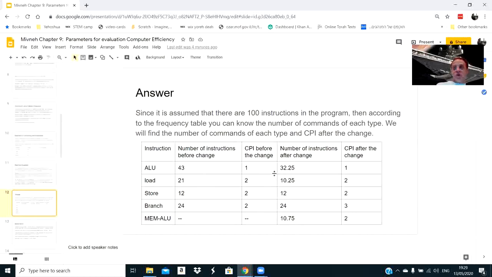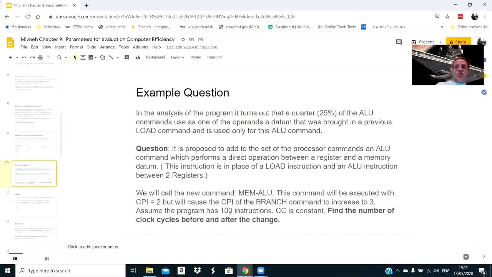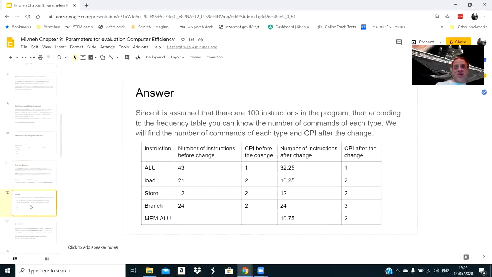And now, okay, why do I say 43? 43 was percent, but he was very nice in the question and he said, assume that there are 100 instructions. Well, if there are 100 instructions and 43% of them are adds, then I know that 43 of them are adds. If it would be 200, then it would be 86. But whatever, he did it easy. If he did 107 commands, it would have been very hard to calculate these numbers. They would have been decimals with decimal points. But in any case, we have 43 before.